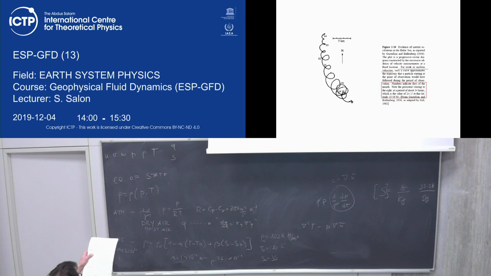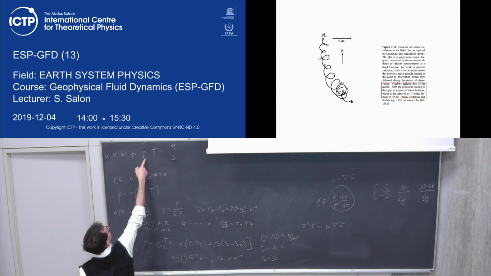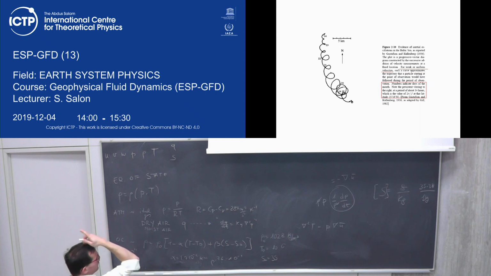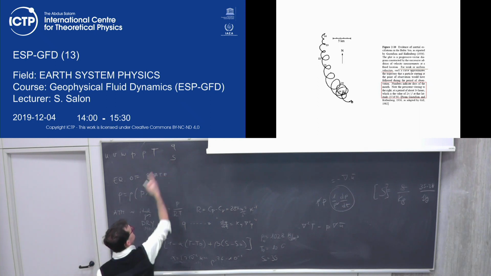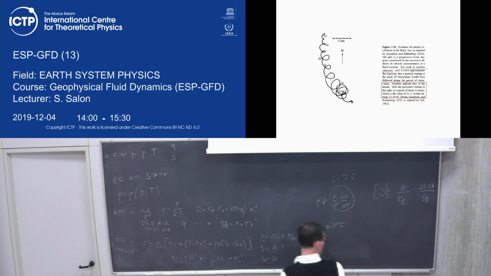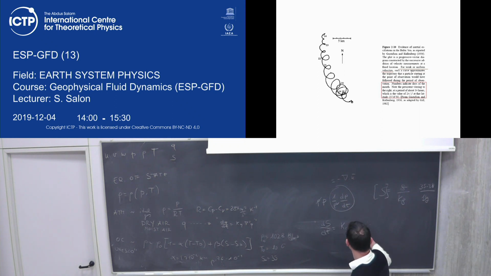So we had equations 1, 2, 3, 4, 5, 6, 7. And of course we need also something for salinity. What can we do? Again, we will find a very conservative solution.